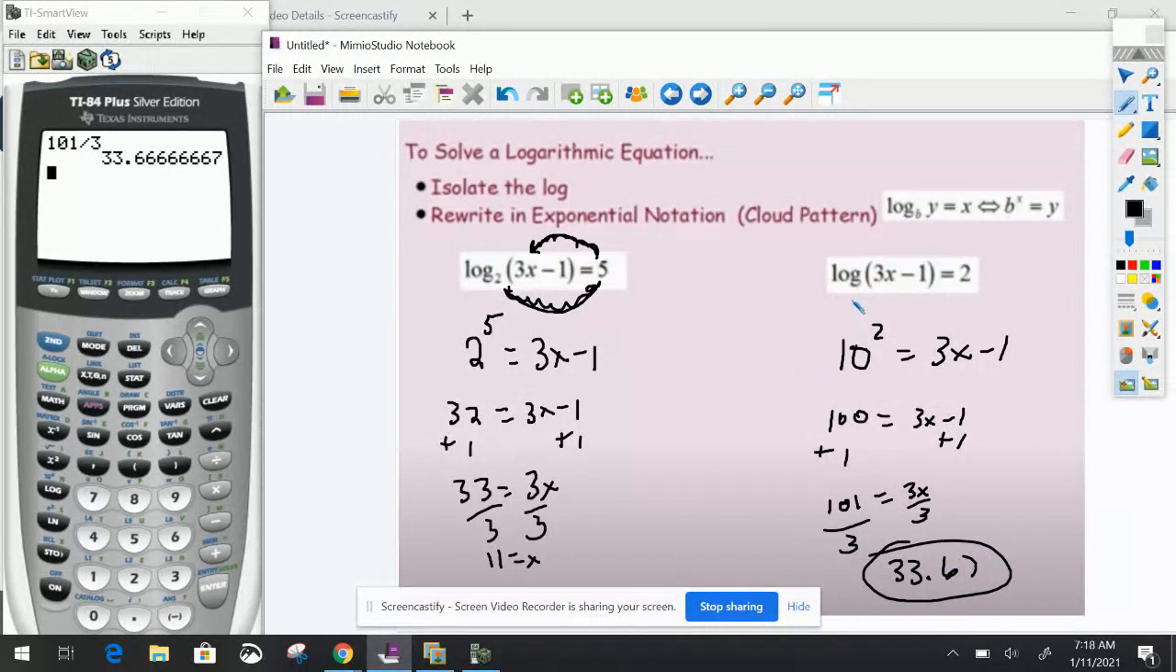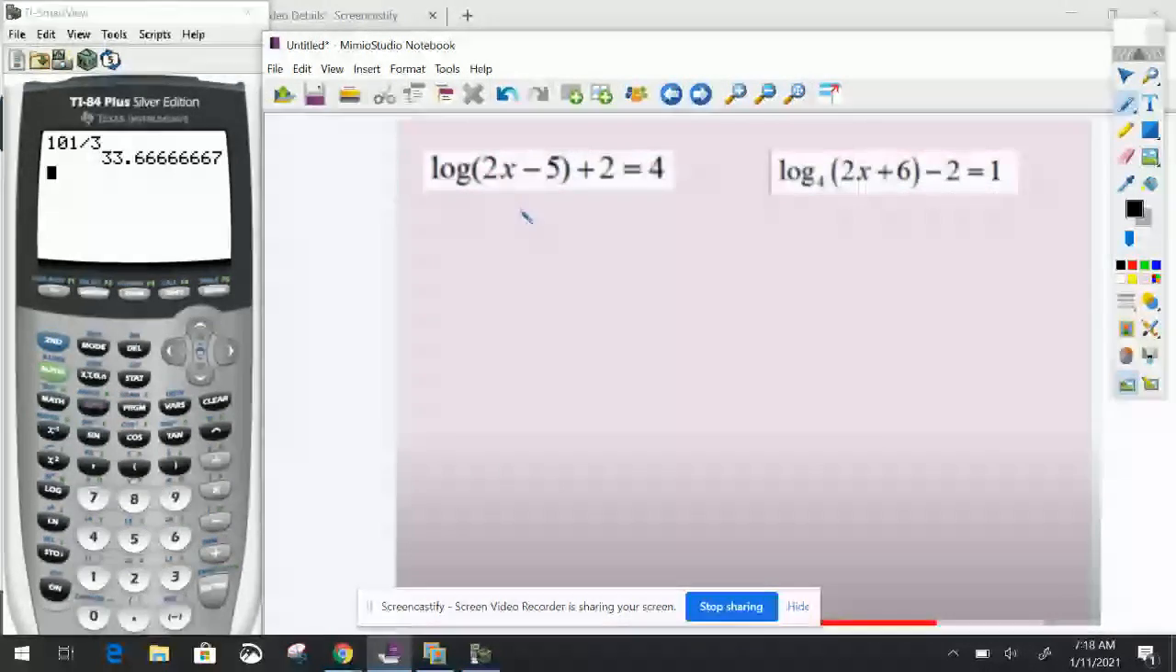And again, how am I getting the 10? If you don't see a base, that's the common logarithm. And I'm just using the cloud method. 10 to the second power is equal to 3x minus 1. So let's look at a couple more of these. We have to get the logarithm by itself first. So this plus 2, I'm going to keep whatever's in parentheses, but I haven't moved whatever's here. So I'm going to subtract the 2.